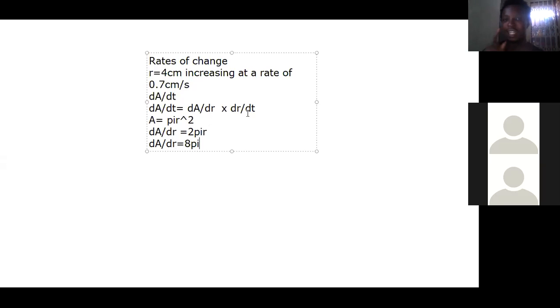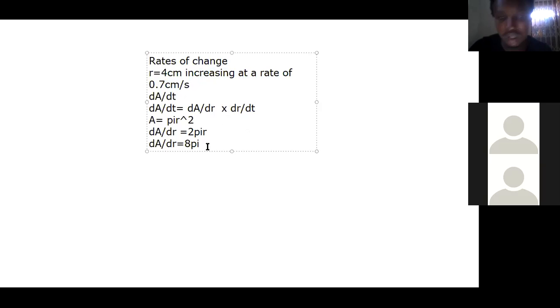But the question is saying that it is increasing at a rate of 0.7. Now the 0.7 cm, the cm means that it is distance, and distance is radius in this sense, and the seconds means time. So we can say that dr over dt is equal to 0.7. Have I made myself clear? Yes. So our dr dt is 0.7 cm.